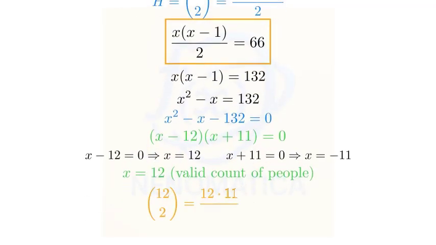Let's quickly check. 12 choose 2 equals 12 times 11 over 2, which is 66. It matches. Final answer. There were 12 people in the meeting.